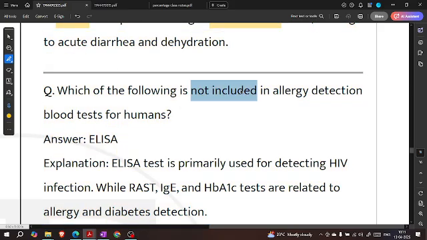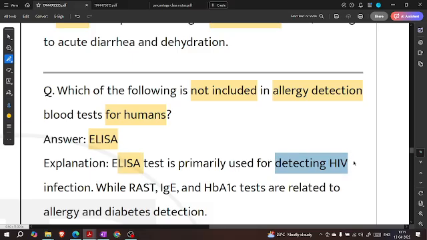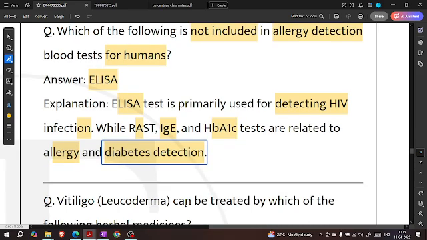Which of the following is not included in allergic detection blood tests for humans? ELISA test is primarily used for detecting HIV infection, while RAST, IgE, HbA1c tests are related to allergic and diabetes detection.